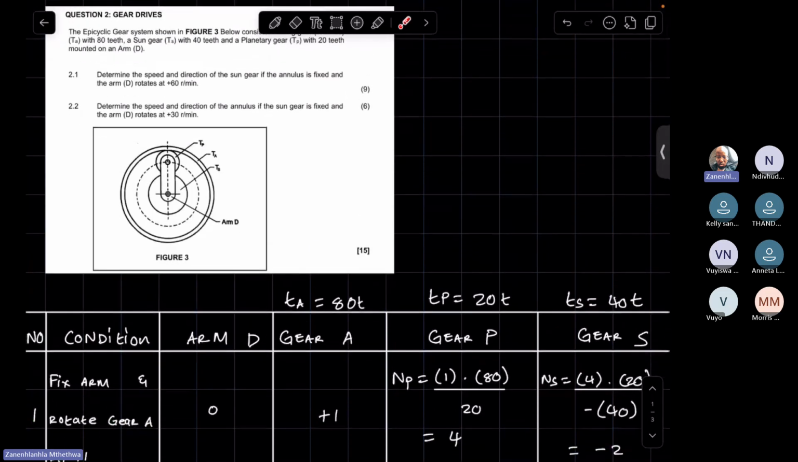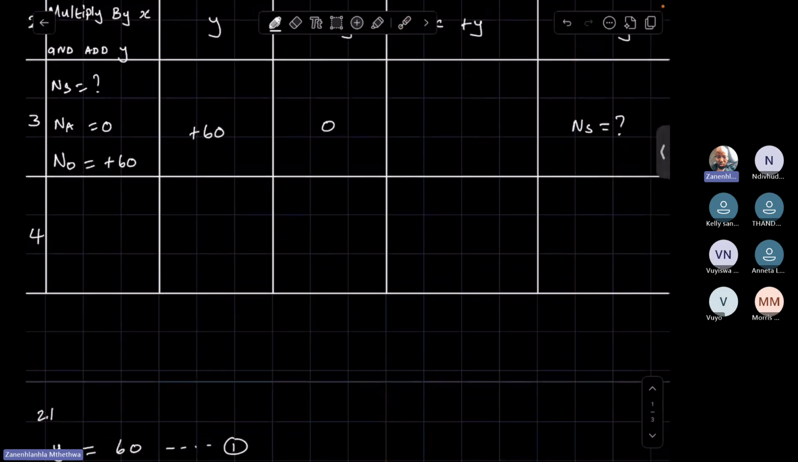Let's look at 2.2. Because there are two questions based on question 2, that suggests that this question will be our fourth condition. Determine the speed and direction of the analysis. Remember I said every other condition after the second condition needs three quantities: what you are looking for and two other assumptions, which you will either get from the question itself or from the statement. So here they said determine the speed and direction of the analysis, so we are looking for NA.